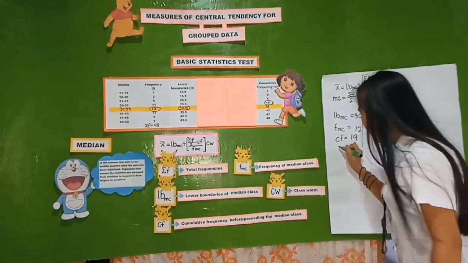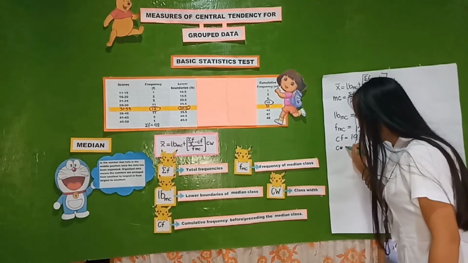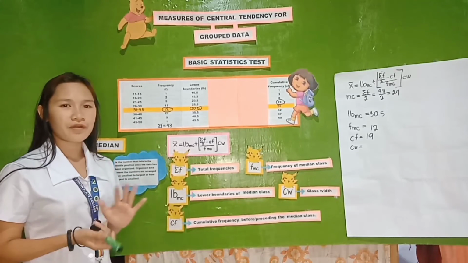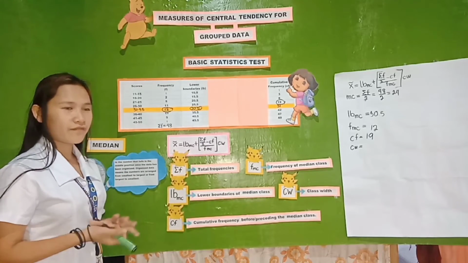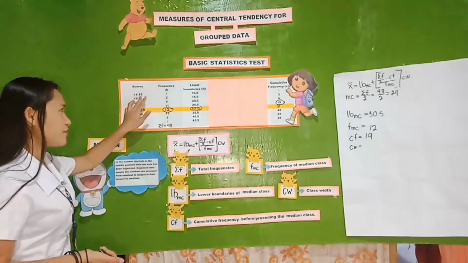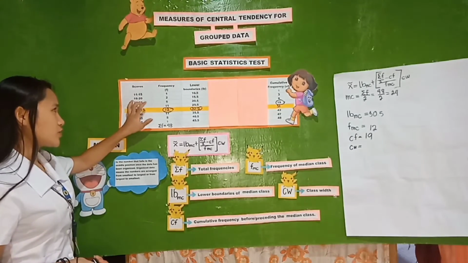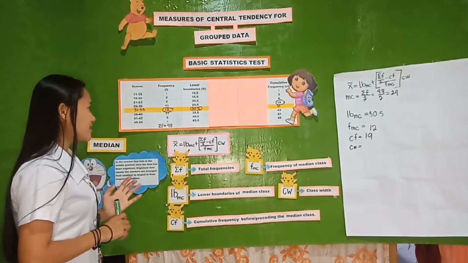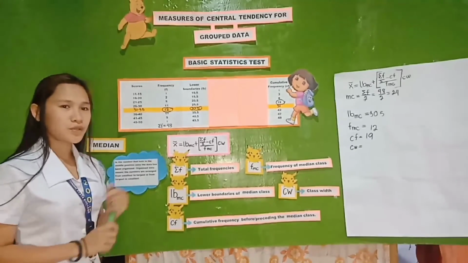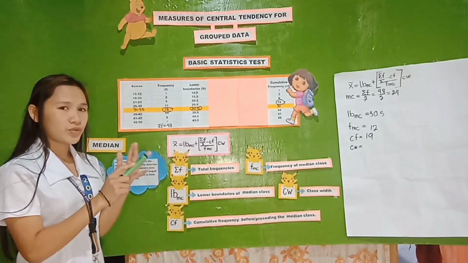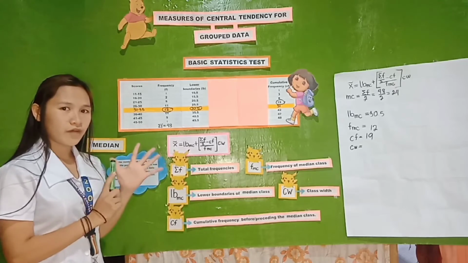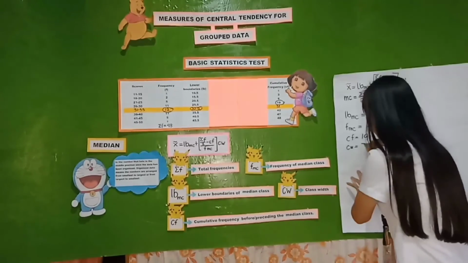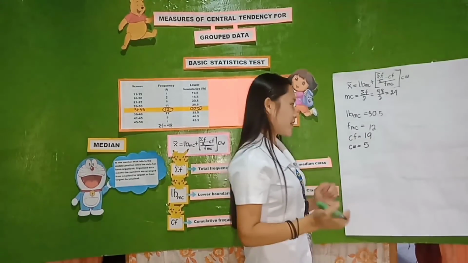To find our class width, we will count how many scores every row has, or the interval of every row. Like for example, 11 to 15, 16 to 20, 21 to 25. But since the scores of the median class are 31 to 35, we will count 31, 32, 33, 34, 35. So our class width is 5. It is now already complete.